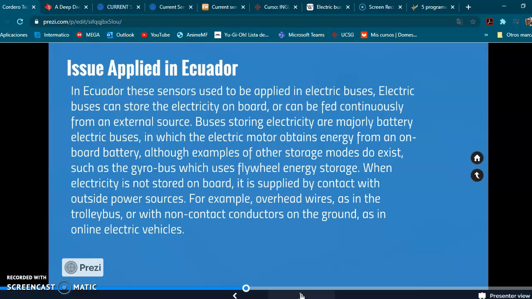Issue applying in Ecuador. In Ecuador, these sensors used to be applied in electric buses. Electric buses can store the electricity on board or can be fed continually from an external source. Buses that store electricity are mostly battery electric buses, in which the electric motor obtains energy. When electricity is not stored on board, it is supplied by contact with the outside power source, for example, overhead wire, as in a trolleybus, or by contact conductors on the ground.